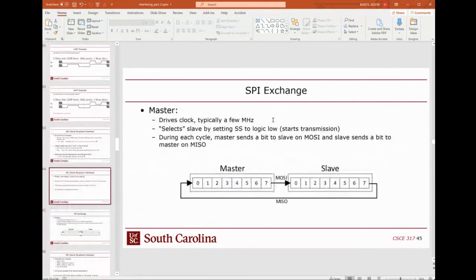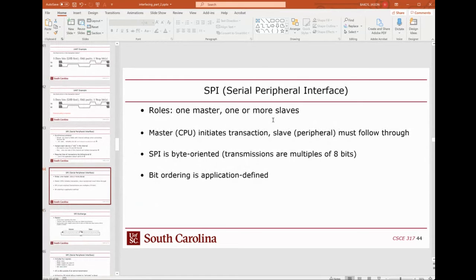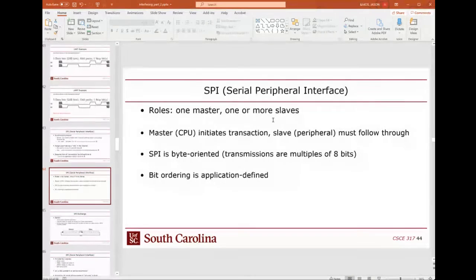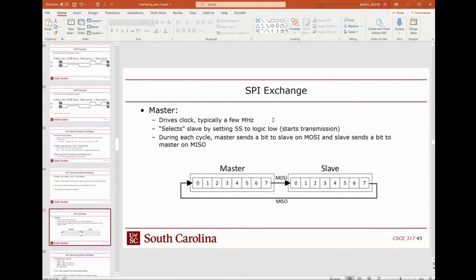Then we talked about SPI. SPI is master slave. The master initiates transactions. The slave has to follow through, meaning that the slave is expected to participate in the exchange or transaction when the master initiates it. So that's the drawback of SPI, that it's a single master protocol.